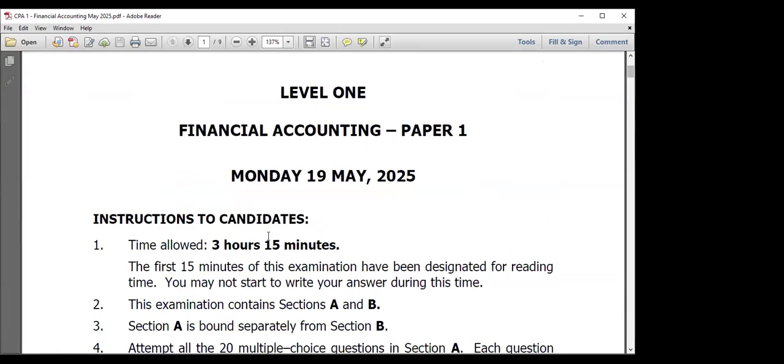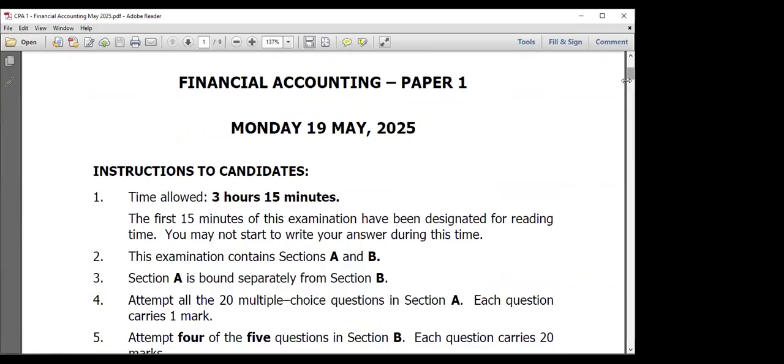You have 3 hours and 15 minutes, and this is not a lot of time. It's quite little time. The 15 minutes are for you to go through the questions. You're not allowed to write in those 15 minutes. Then after the 15 minutes, you start off. So you have section A and section B.